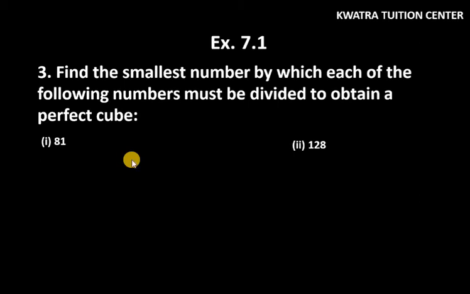Let's start with question number 3. It says find the smallest number by which each of the following numbers must be divided to obtain a perfect cube. So हमने लास्ट क्वेश्चन में क्या सीखा था, that must be multiply. यहाँ पे क्या है, डिविजन करना पड़ेगा आपको. So first of all you need to make a factor of 81.